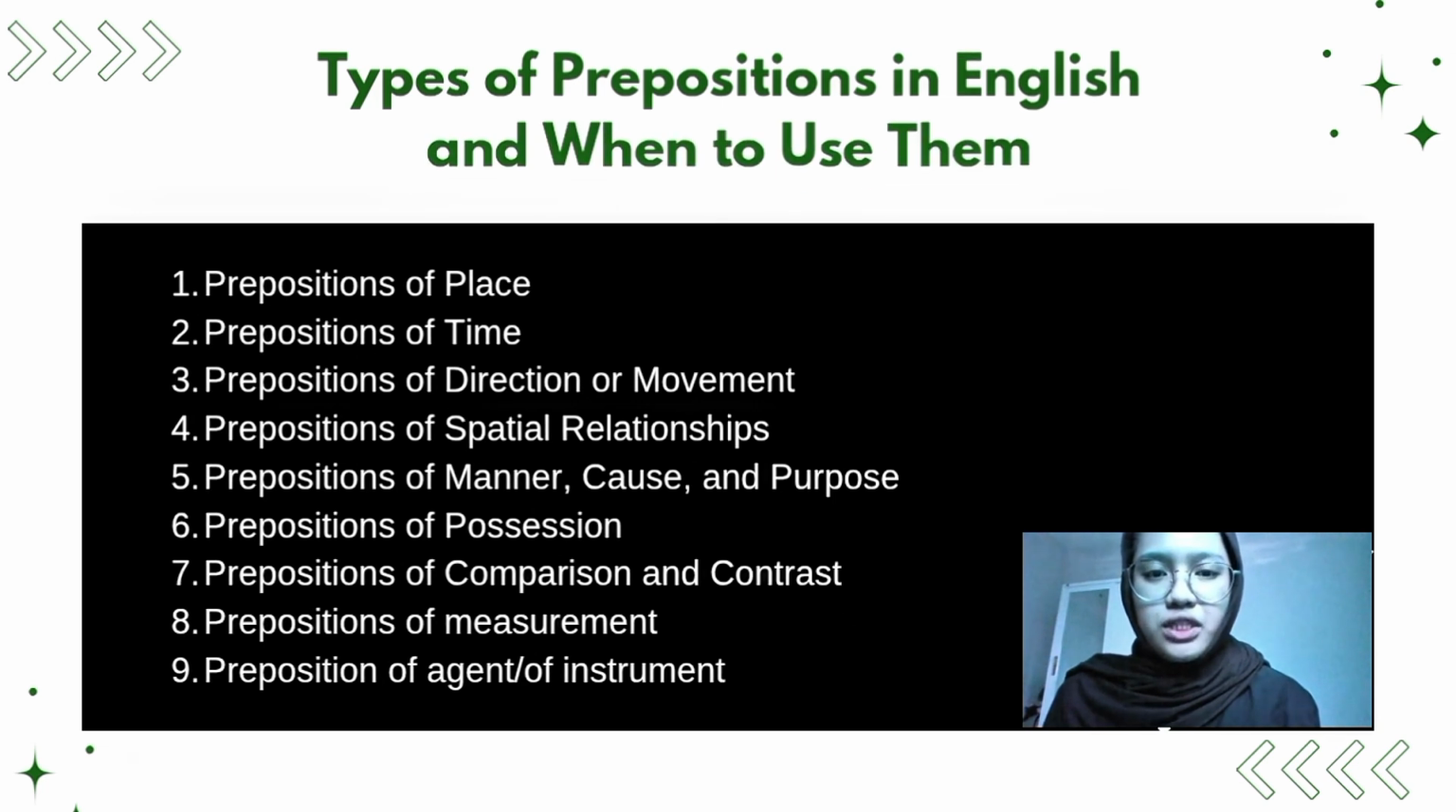Types of prepositions in English and when to use them. 1. Preposition of place. 2. Of time. 3. Of direction or movement. 4. Of spatial relationship. 5. Of manner, cause, and purpose. 6. Of position. 7. Of comparison and contrast. 8. Of measurement. 9. Of agent or of instrument.